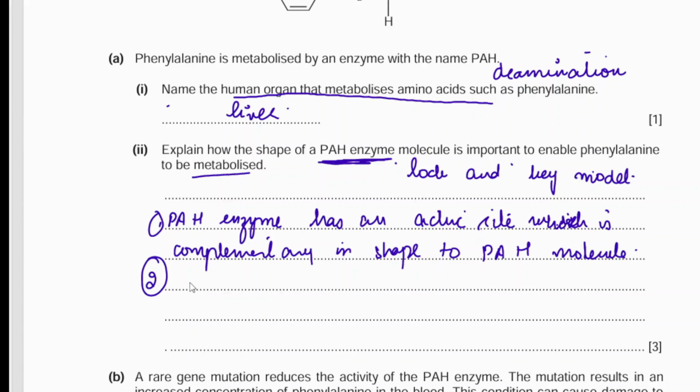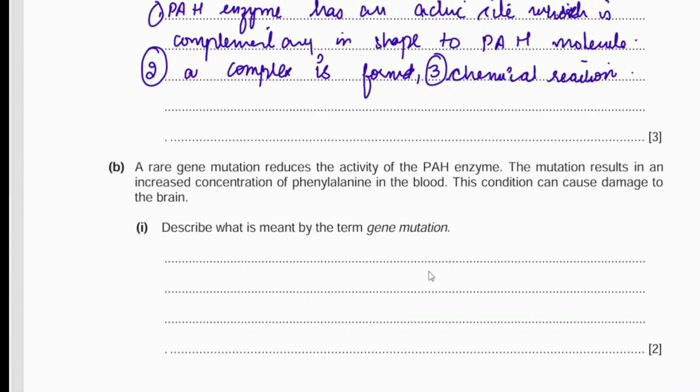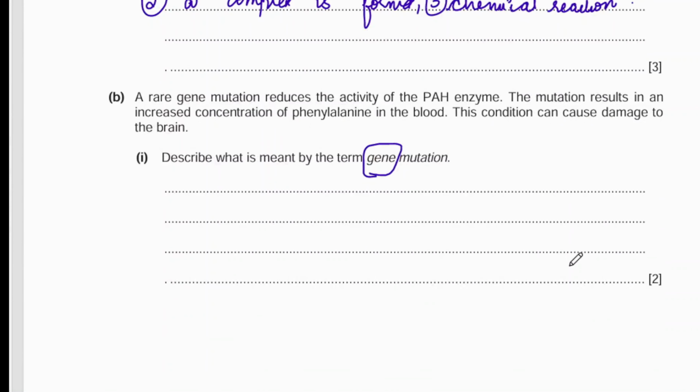A complex is formed between the enzyme and the substrate, and there would be a chemical reaction. So this third one is the chemical reaction. What is meant by the term gene mutation? Now they have specified that it is related to a gene, a change in the base sequence of DNA. Correct.